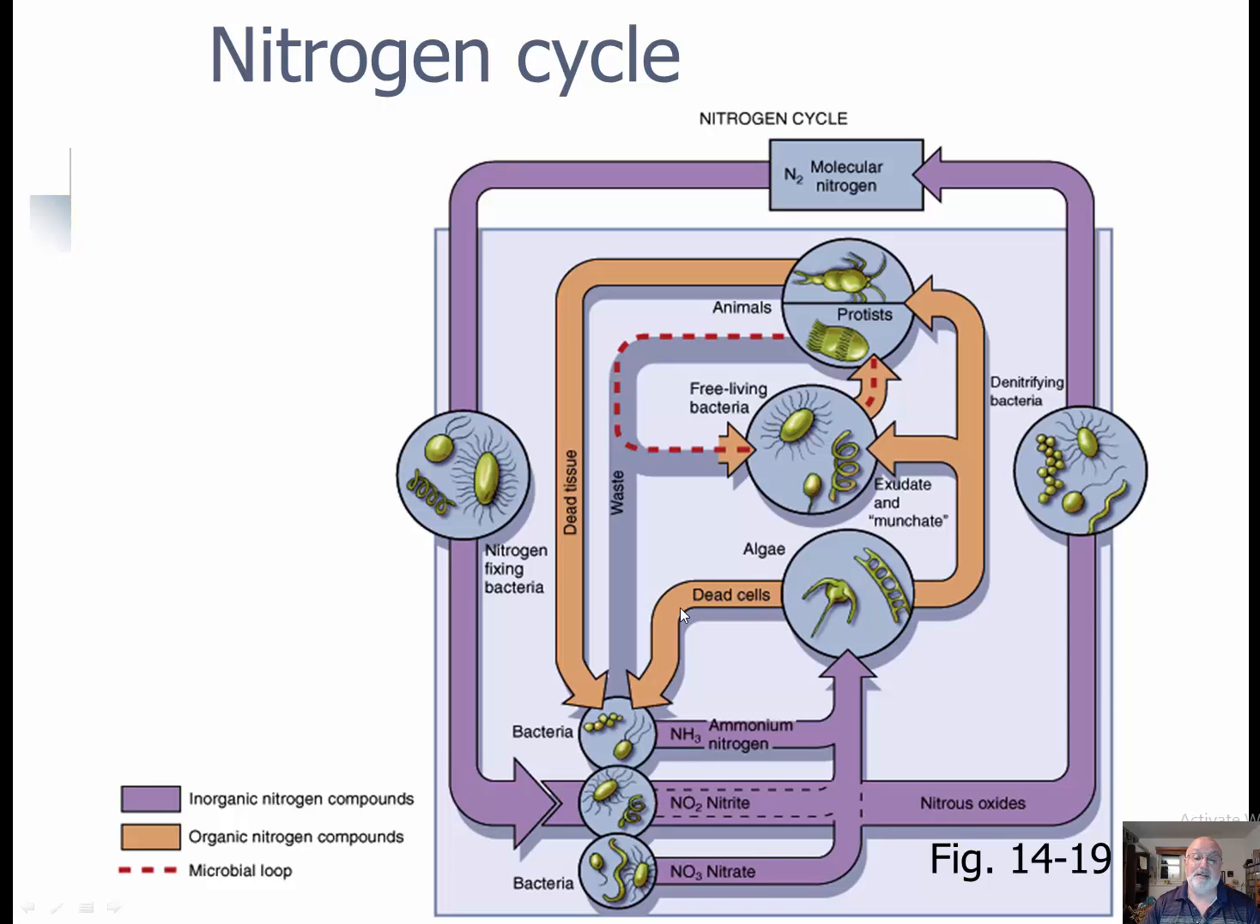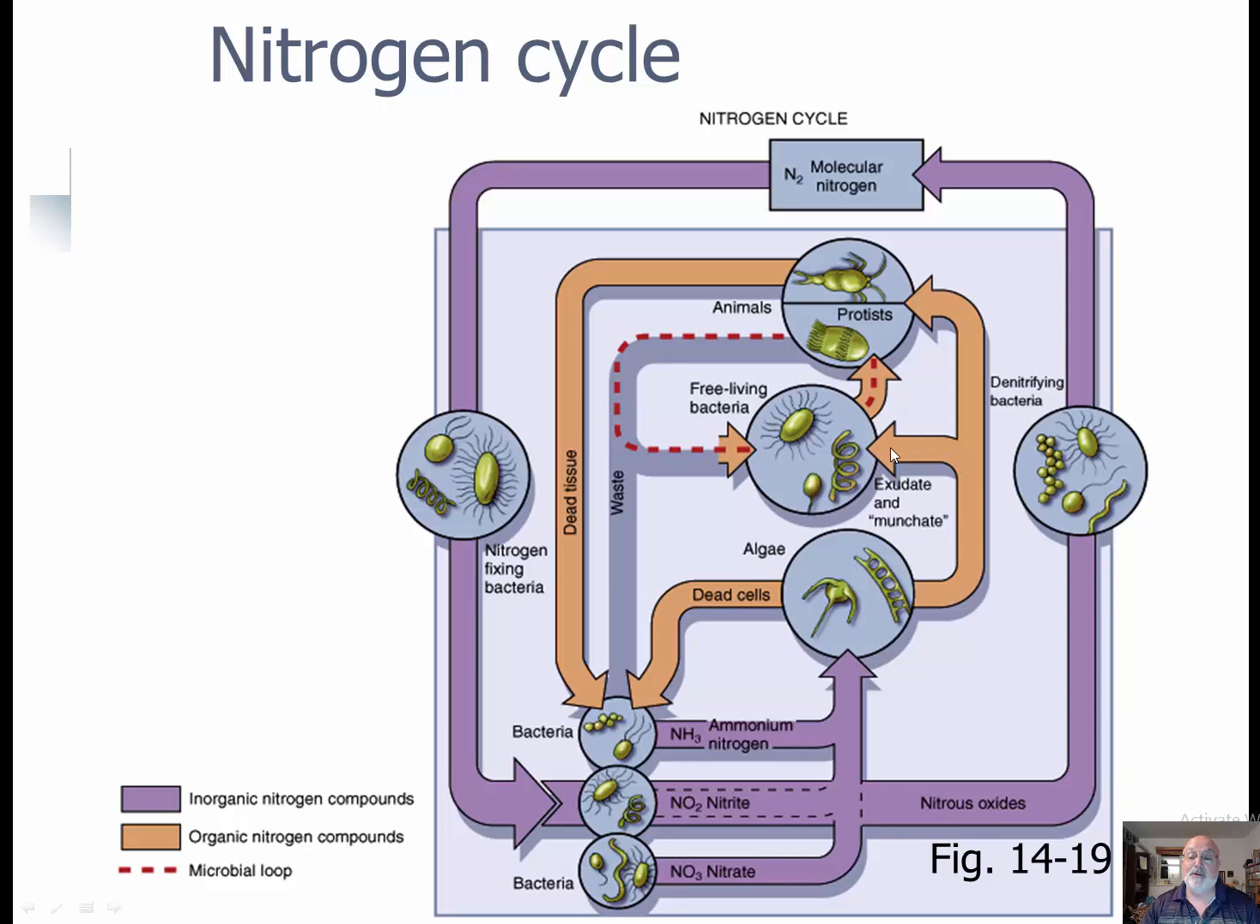It can die, and bacteria will decompose it and release it back into the ground. Through decomposition, it can go back into phytoplankton, so it can go through that part of the cycle. It can also move into what are called exudate, and that's when the phytoplankton leak out material as they get older and their cell membranes start breaking down. They can go through exudate, and then we can also have munchate.